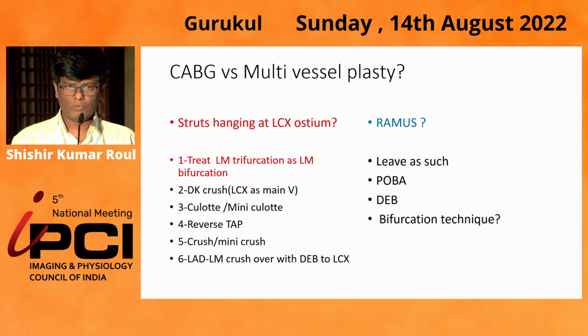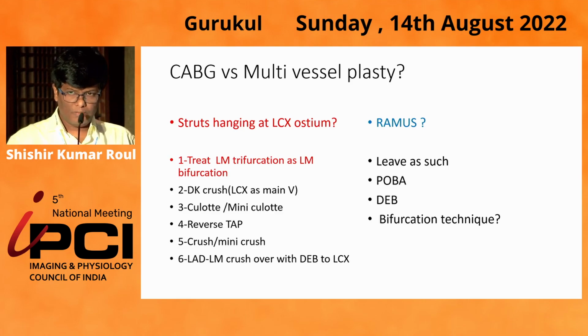So what to do now? I don't know exactly where my stent is at the ostium of the LAD. Is some stent hanging in the circumflex? Or should all the bifurcation around the left main be treated as a trifurcation? I need to know if I went through the strut, then what is the option left with me? Either I will go with mini-culotte or culotte, or reverse TAP.